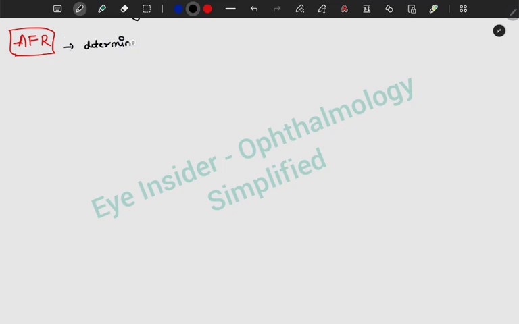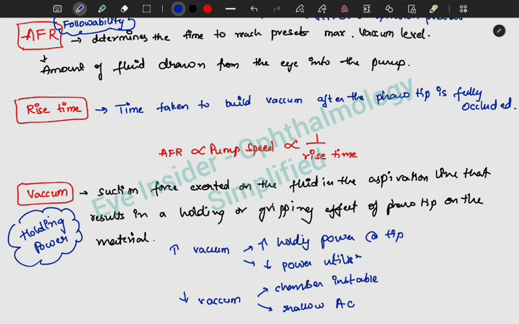Coming to what is aspiration flow rate. This determines the time to reach the preset maximum vacuum levels. The definition of aspiration flow rate is that it is the amount of fluid drawn from the eye into the pump. This determines the followability, and the rise time is the time taken to build vacuum after the phaco tip is fully occluded. So AFR is proportional to pump speed, which is inversely proportional to rise time.